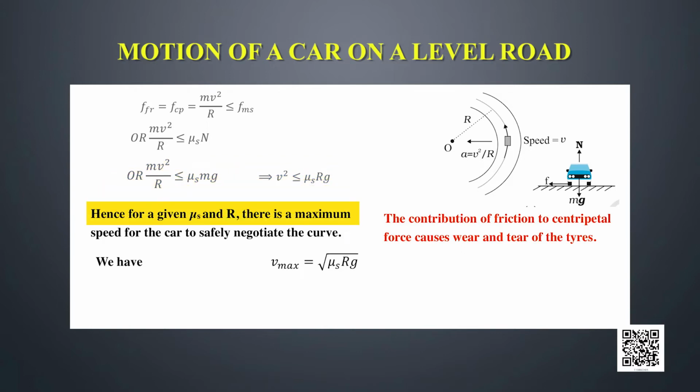Hence, for a given value of coefficient of static friction mu s and r, there is a maximum speed for the car to safely negotiate the curve. This speed is given by v maximum equal to square root of mu s r g. The contribution of friction to the centripetal force, however, causes wear and tear of the tires of the car.